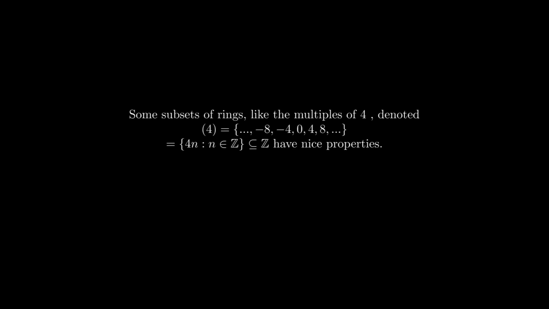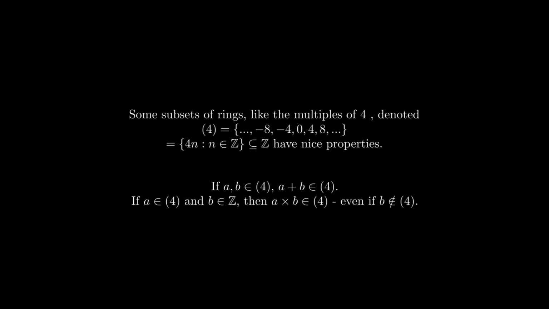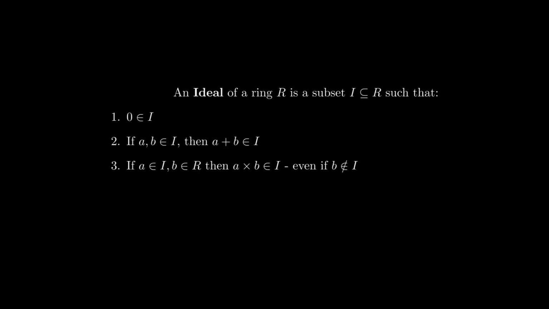Some subsets of rings, such as the multiples of 4, have nice properties. The sum of two multiples of 4 is a multiple of 4, and a multiple of 4 times any integer is also a multiple of 4. Such subsets are called ideals. Here's the formal definition. 0 is in the ideal, the sum of two elements in the ideal is also in the ideal, and an element in the ideal times any element of the ring is also in the ideal.